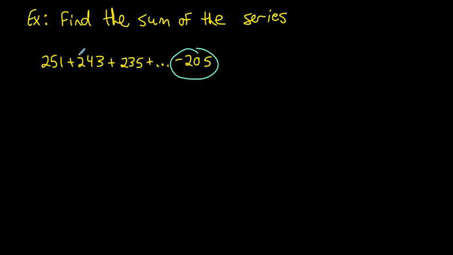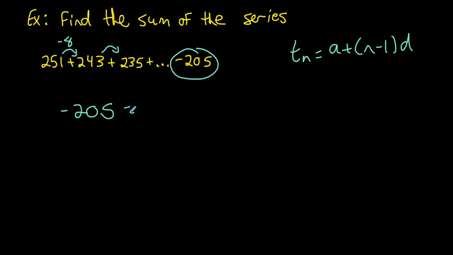So remember, and also this is arithmetic, right? It's going down by 8 each time. So it's a common difference, so it's arithmetic. Our formula for any individual term in an arithmetic sequence is a plus n minus 1 times d. Well, we know the last term is -205, so I know the value of the term. I know the first term is 251. I don't know what term number it is, but I need to figure this out. That's the main thing we need to figure out before we can do anything else. And I know the common difference is -8.